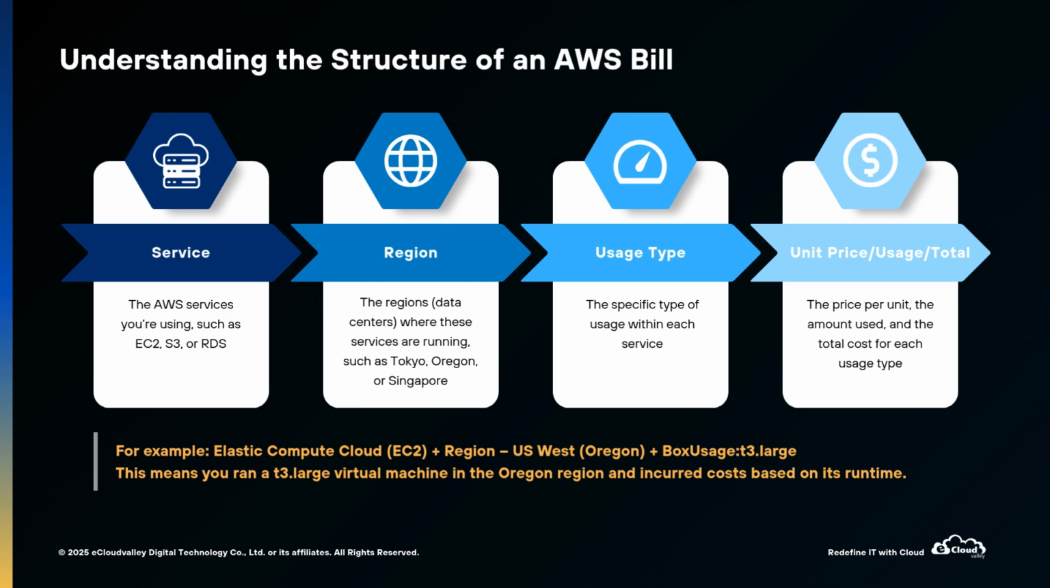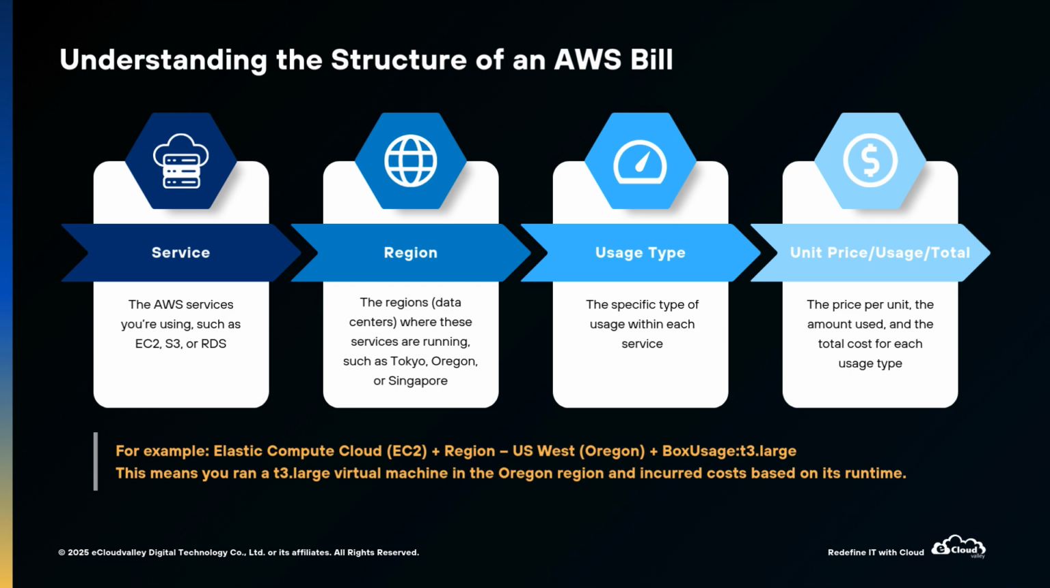The structure of an AWS bill is actually quite simple. It's primarily made up of these key elements. Service: what AWS services you used, such as EC2, S3, or RDS. Region: which AWS region, data center, you used those services in, for example, Tokyo, Oregon, or Singapore. Usage type: the specific type of usage within each service. Alongside that, you'll also see unit price, usage, and total: the price per unit, the amount used, and the total cost for each usage type. These elements come together to form every line item on your bill.